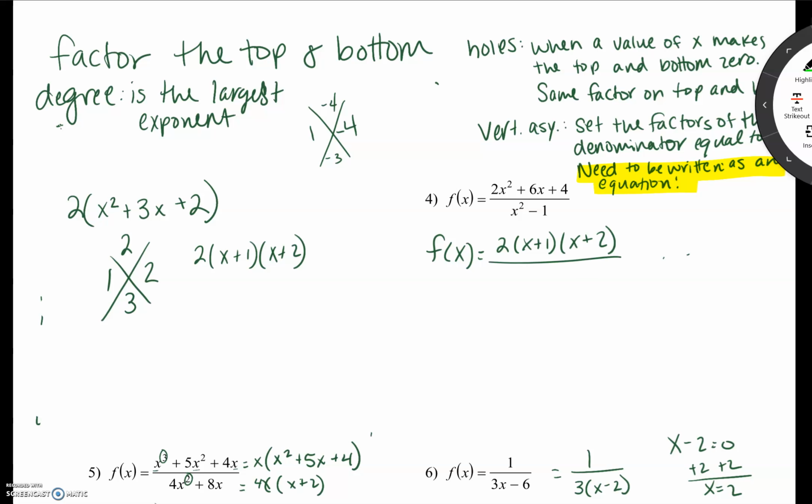Alright, the bottom's a little tricky. It is one of those special cases, so if you know it right off the bat, you can go ahead and write your answer. But I do want to show you that you can still use the x. Your c value is -1, your b value is 0 because it's not there. So what factors of -1 would subtract to give us 0? Well, that would be 1 and -1.